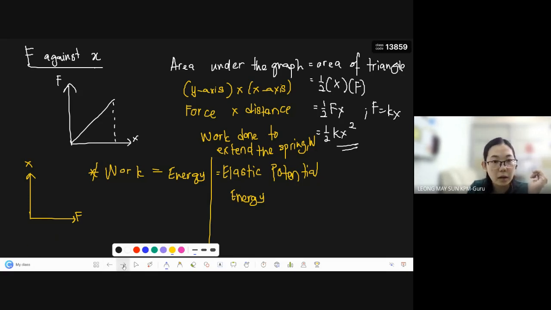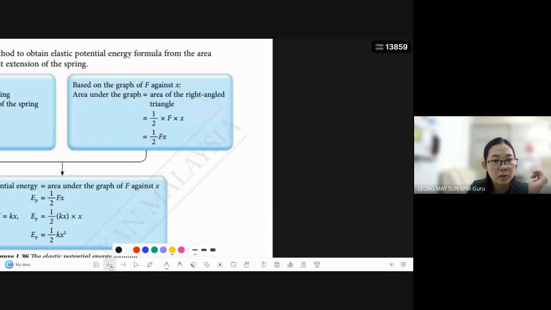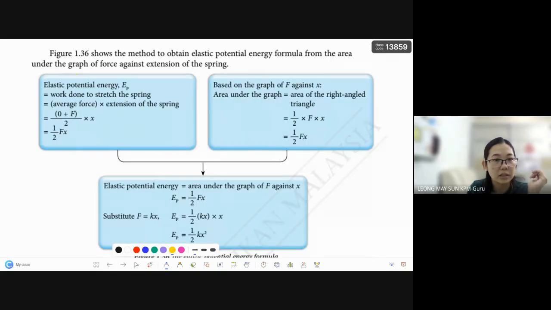Okay, so far? So this is actually what is being mentioned in the textbook. Elastic potential energy is the work done to stretch the spring, so the average force multiplied by the extension of the spring, so that's half of Fx. Based on the graph, the area under the graph is half of Fx. Therefore, the elastic potential energy is the area under the graph.